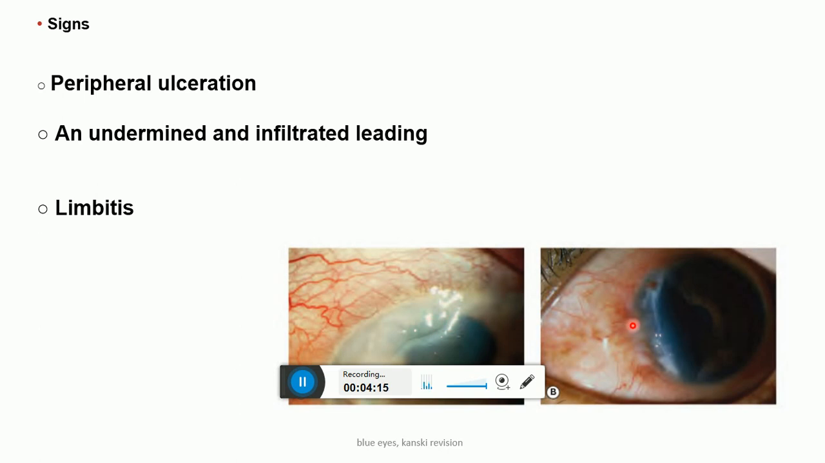There is an undermined and infiltrated central edge. Here you can see the undermined and infiltrated central edge. This is the characteristic undermined and infiltrated central edge. Limbitis may be present, but not scleritis. This aids in distinguishing it from systemic disease associated PUK.